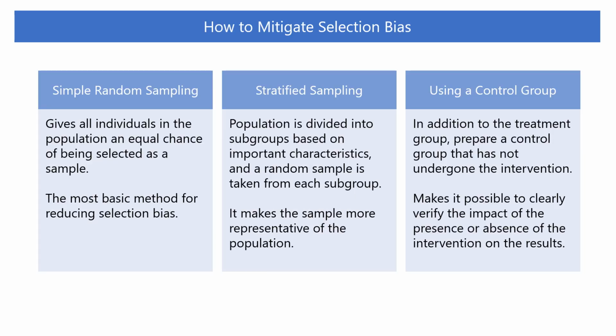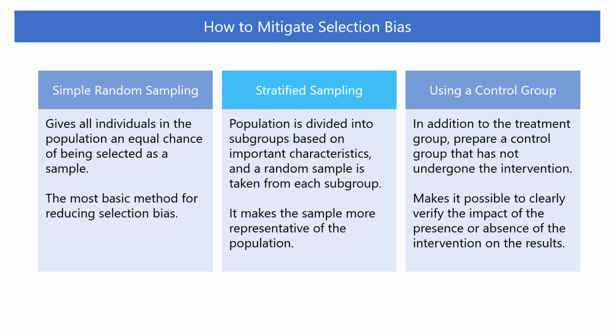Random sampling is the fundamental method to mitigate selection bias. Simple random sampling is a method that gives all individuals in the population an equal chance of being selected as a sample. This is the most basic method for reducing selection bias.